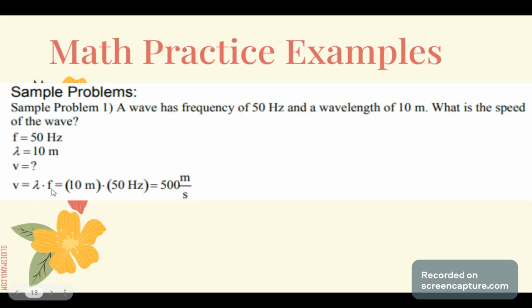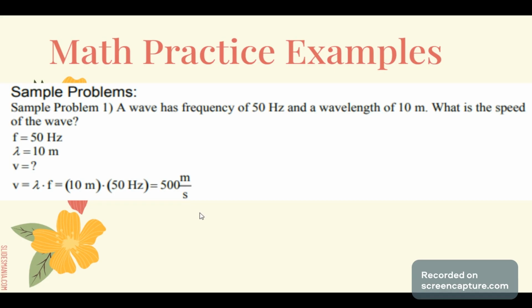We replace each of the parts with the things that we know. So in this case, we know that lambda is 10, so I'm going to replace the lambda with the 10. I'm going to replace the F with the 50. And so now, instead of V equals lambda F, I have V equals 10 meters times 50 hertz. 10 times 50 is 500. The units for velocity, because that's what we're trying to find, or speed, is meters per second. So we can go ahead and put the units there. So our answer ends up being 500 meters per second.